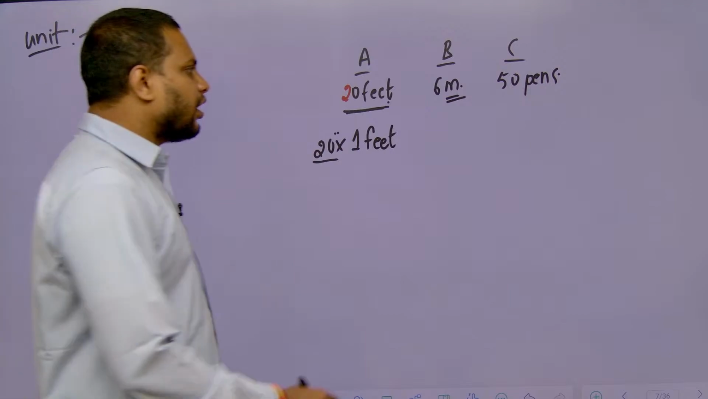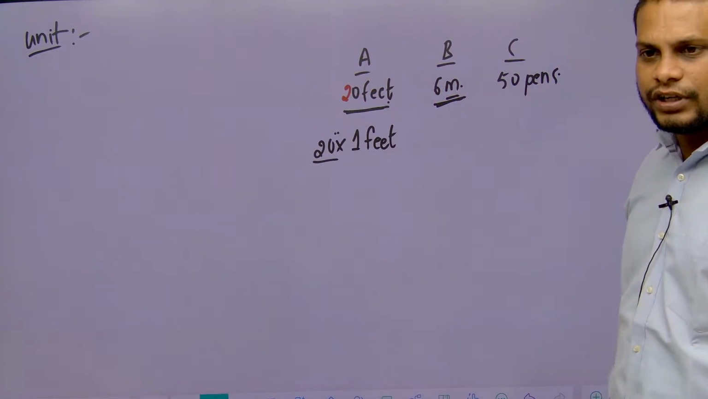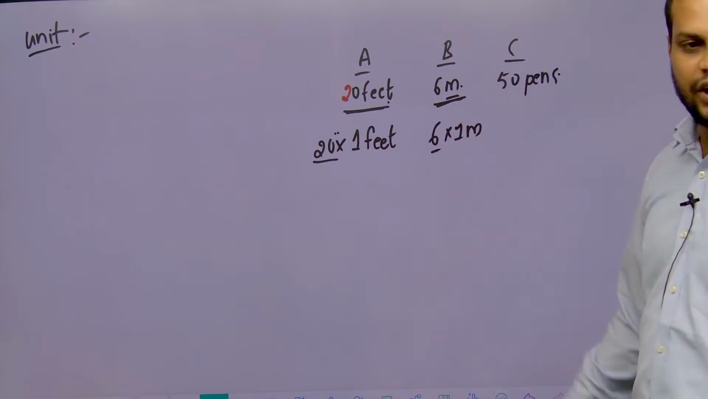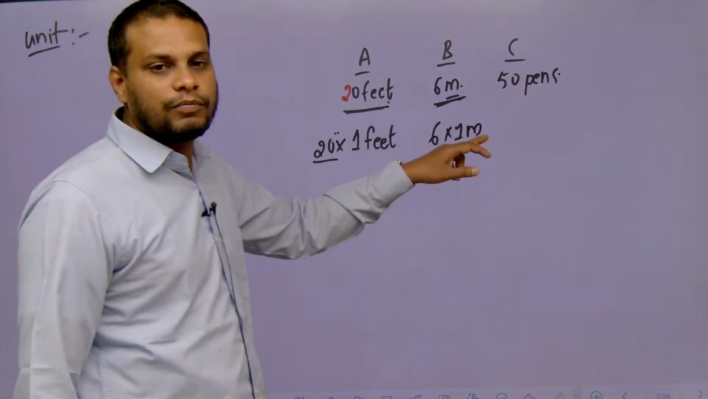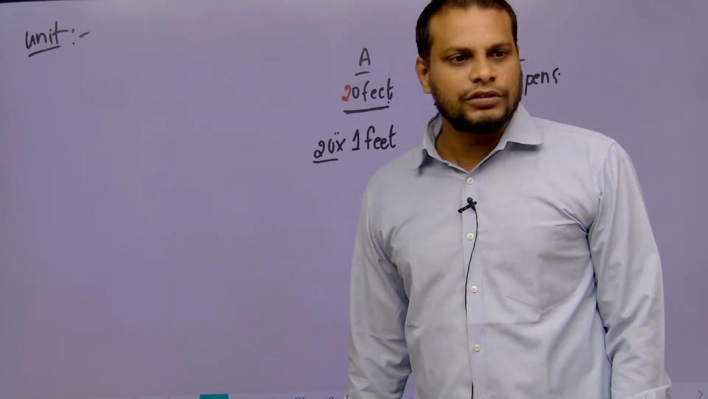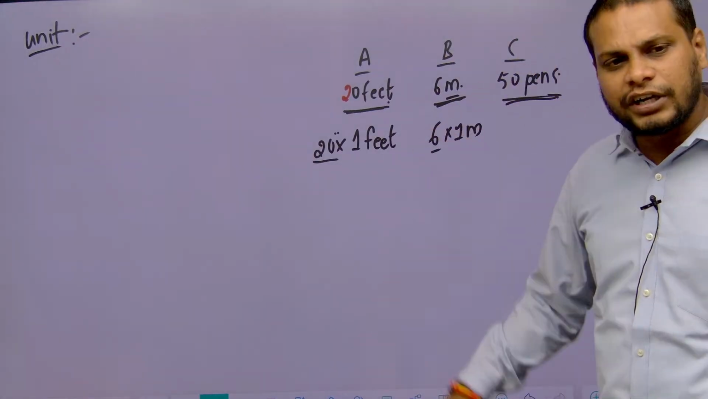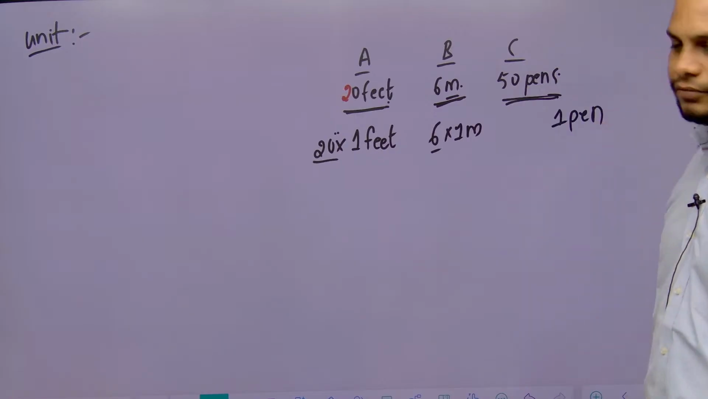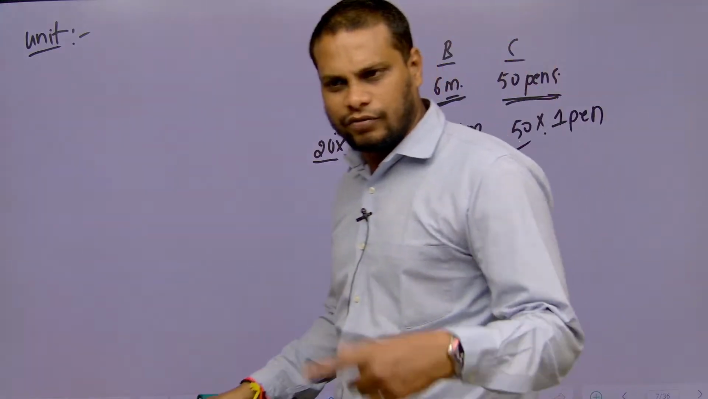Are you clear? Then 6 meter is there at second person, what is the unit he used? Meter. So if 1 meter is multiplied by 6 times, it will give the distance from this wall to that wall. Here 1 meter is what? Unit. Are you clear? And then third person used which as the unit? Pen. So he used 1 pen as the unit and he multiplied by how many times? 50 times to get the distance from here to there.